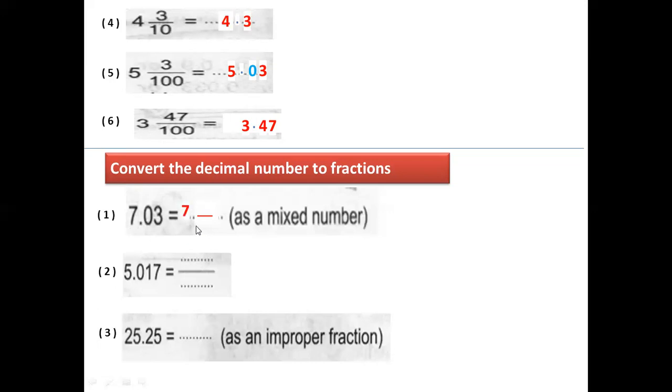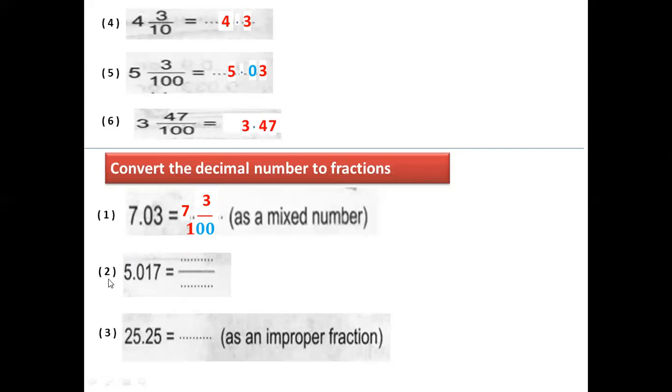And the proper fraction, how can we convert the proper fraction? Numerator to numerator. The numerator here equals what? Equals 3. And the denominator here equals what? It must be 10 or 100 or 1000 according to how many digits after the decimal point I have. I have here in this example 2 digits. So the denominator here must be hundreds. If we have 1 digit after the decimal point, the denominator must be 10. If we have 3 digits, the denominator must be thousands.